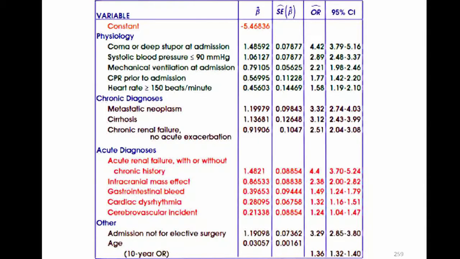Notice I've taken my variables here and grouped them by the type of variables. So I have my physiology variables grouped, then my chronic diagnoses variables grouped, and then acute, and then other. So there are a number of things to point out about this table. One is that I do give all the coefficients so that anybody who encounters a patient and knows these coefficients can compute the probability that this patient will die in the hospital.